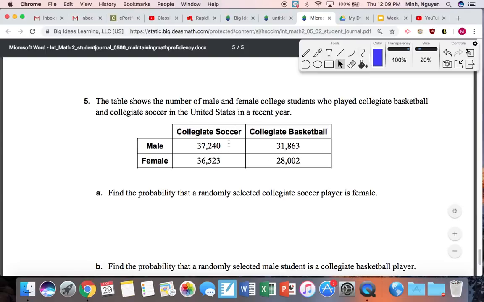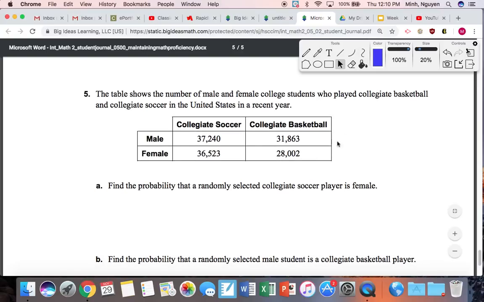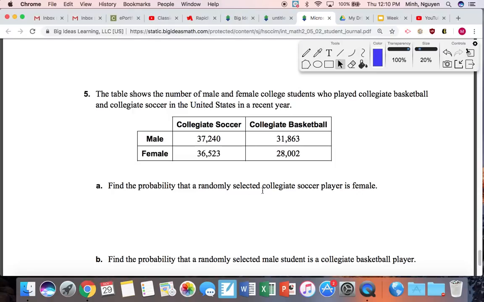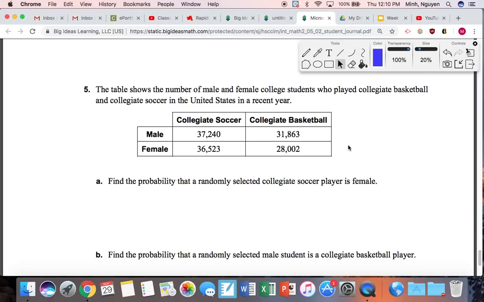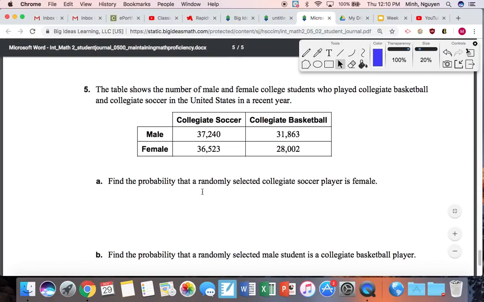The total shows the number of male and female college students who played collegiate basketball and collegiate soccer. That means they played soccer in college or basketball in college. The key here is to find the probability that a randomly selected collegiate soccer player is female. But we only want to look in the category of collegiate soccer players. So you'll check your answer with me, but I'm telling you this is the key. This is the category you're interested in, collegiate soccer players.